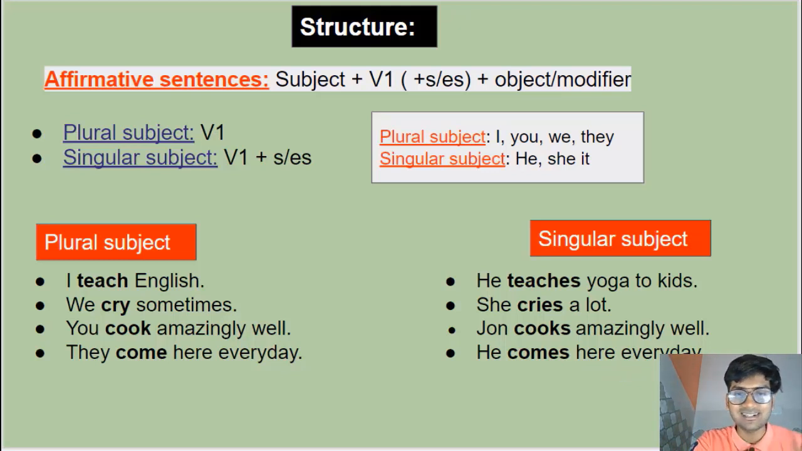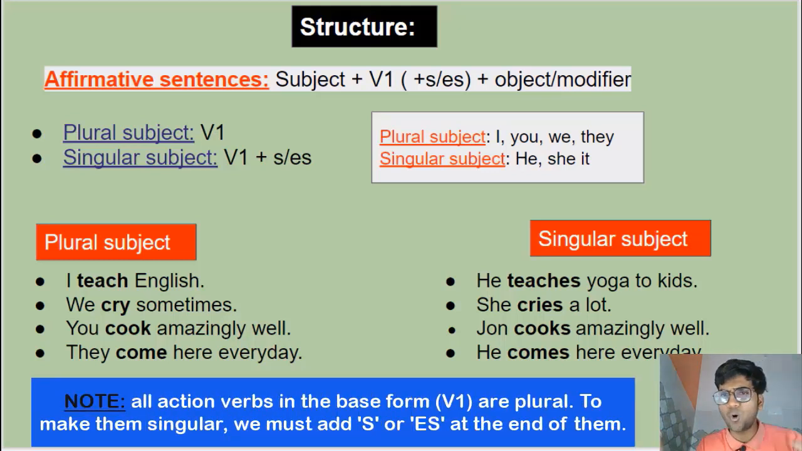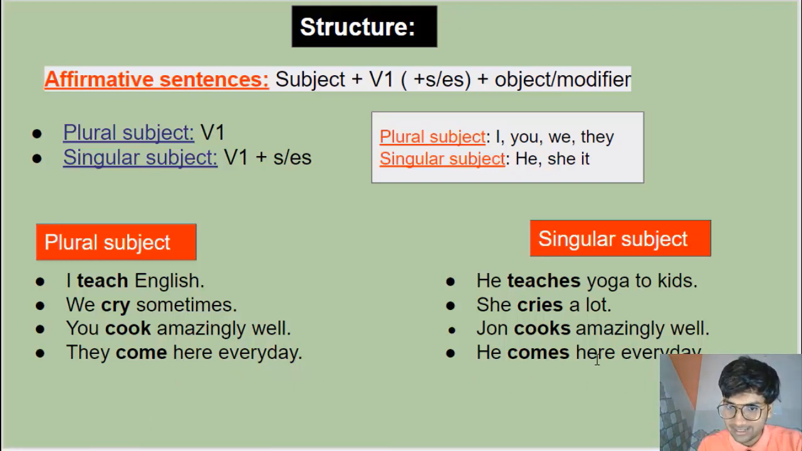Right. Let's understand this. It's happening because of something. What is that? See, all the verbs in the base form are plural, right? And to make the verb singular, you have to add s or es at the end of it, right? Because if the subject is singular, the verb has to be singular. And how do you make a verb singular? By adding s or es at the end of it, right? So that's the reason why we add s or es at the end of a verb, because the subject has to agree with the verb as well.